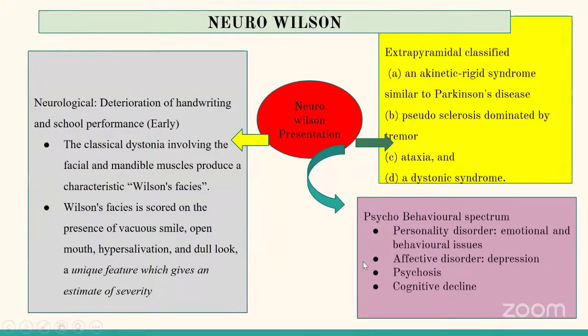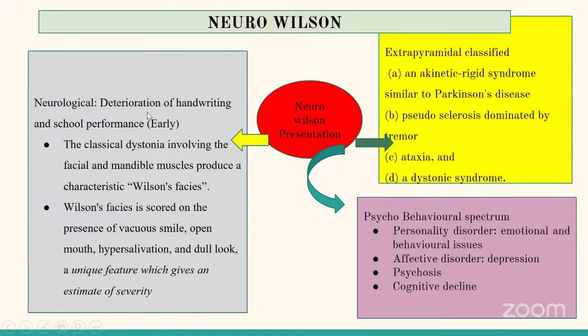So coming to the second prototype disease, which is a neurodegenerative one, Wilson disease. I will be talking about neuro Wilson. What are the commonest presentations? There can be 4 presentations of Wilson disease: an attenuated rigid syndrome similar to Parkinson disease, pseudosclerosis dominated by tremors, ataxia, and a full-blown dystonic syndrome.